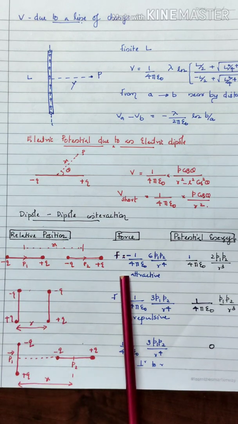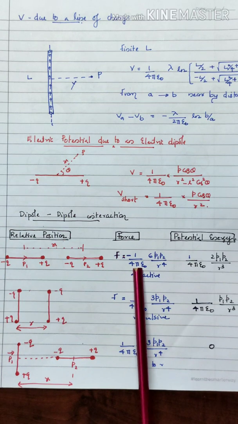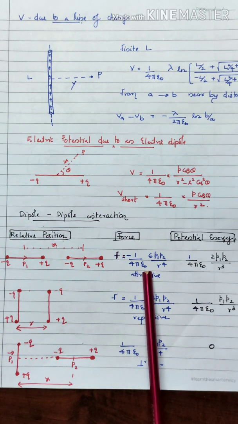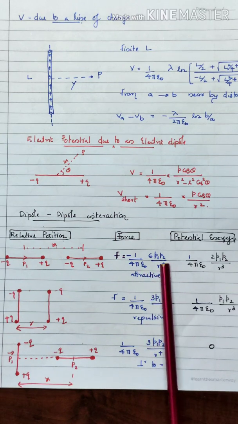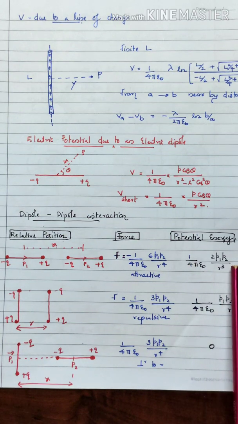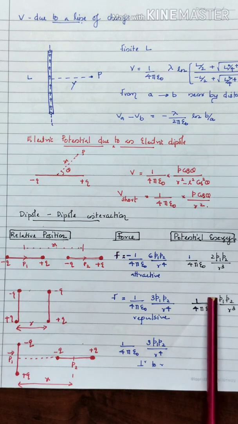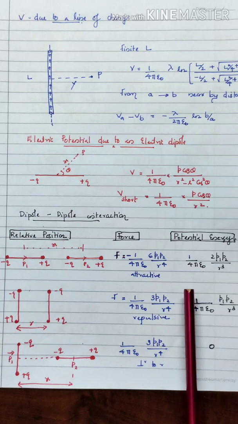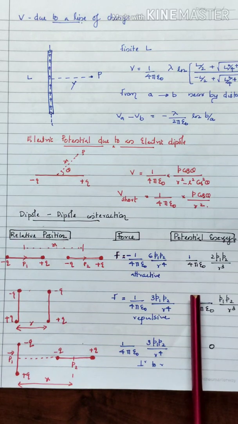Then the force of interaction can be written as equal to, they are attractive in nature because of the negative sign, so minus 1 by 4 pi epsilon 0 6 P1 P2 by r raised to 4. And look, their potential energy is 1 by 4 pi epsilon 0 2 P1 P2 by r cube. Keep in mind, for conservative forces, the force can be written as minus dU by dr.